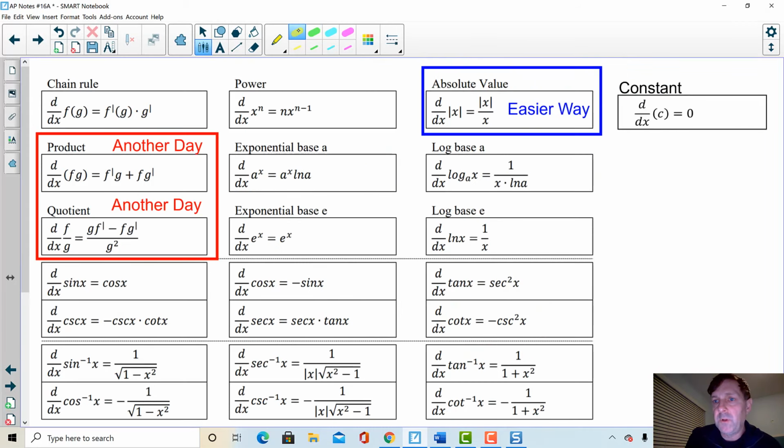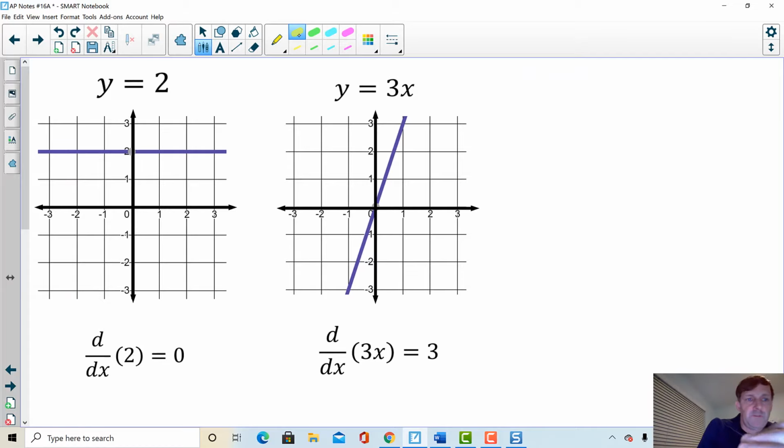Okay, the first two rules we're going to look at are the constant rule and the power rule. Our first example is a constant function. I want to show you why the derivative of a constant is always going to equal 0. Remember, a derivative is a slope, and if you look at the slope at any point along this function, the slope of the tangent line will equal 0. And that's why the derivative of a constant is going to equal 0.